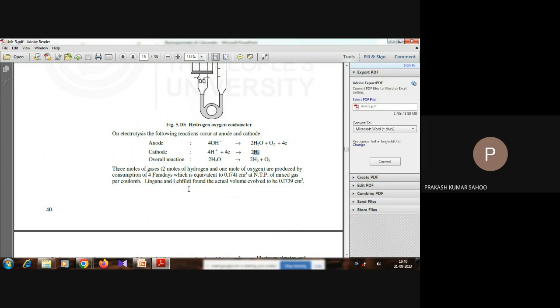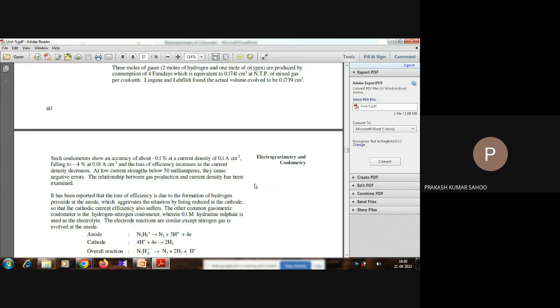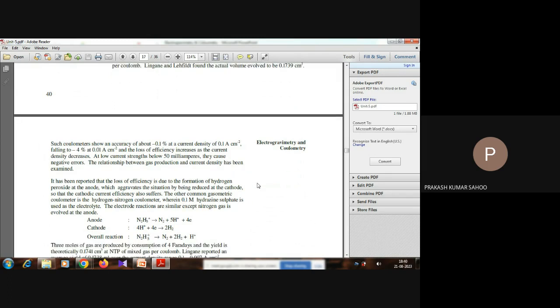So Lininger and Lephid found the actual volume. So these are the historical things you should learn yourself.